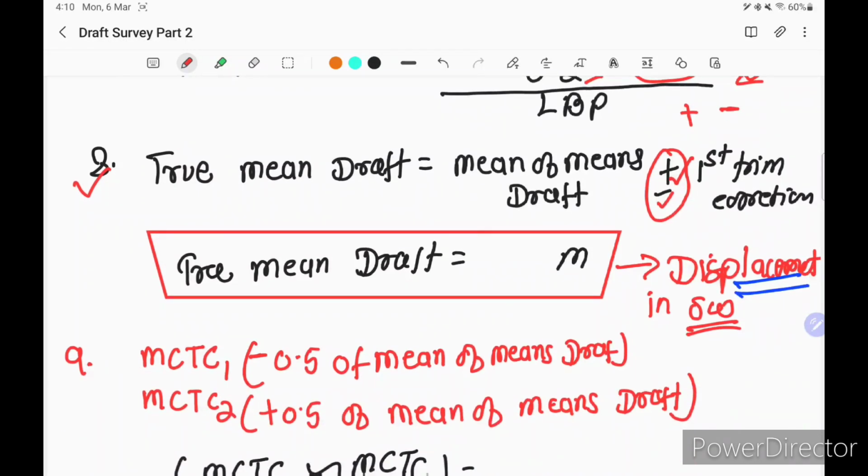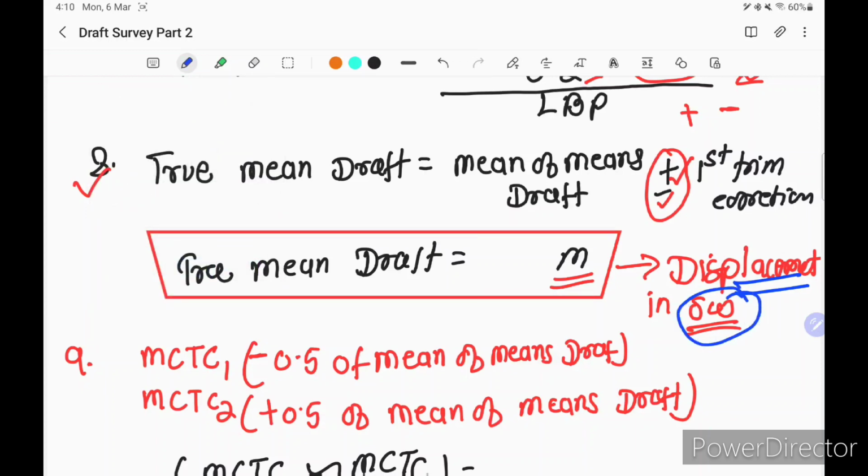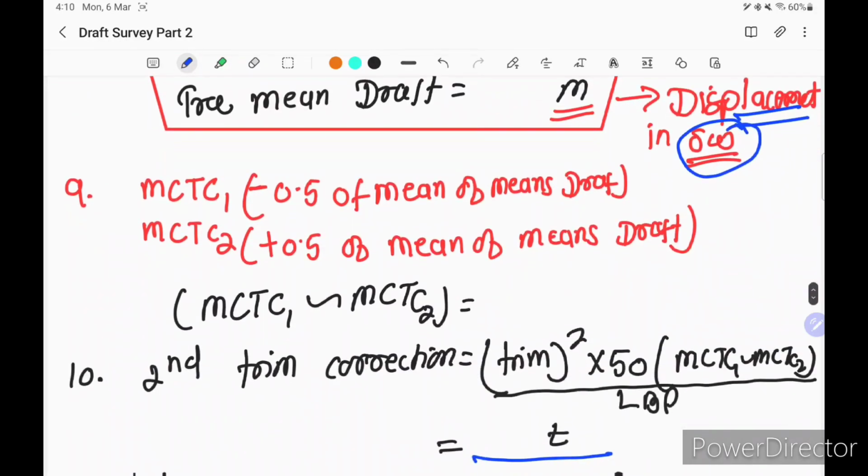Now the true mean draft, whatever value you get, you just calculate the displacement. Okay. You calculate the displacement. The displacement you will get in seawater because you are using the ship's particulars. Now we are going to step 9. We should calculate MCTC1 and MCTC2, and the difference between them.